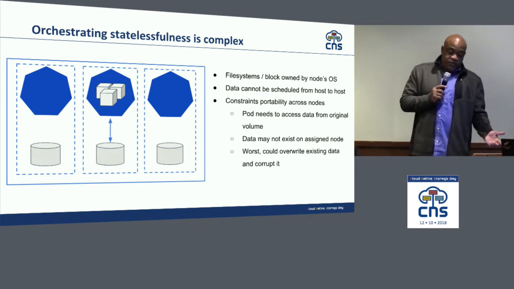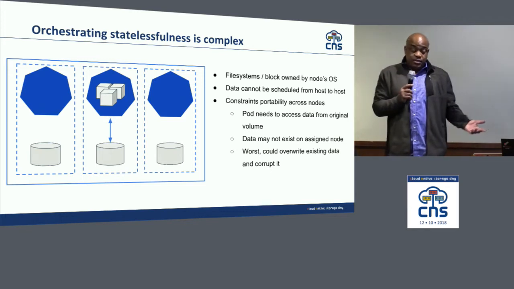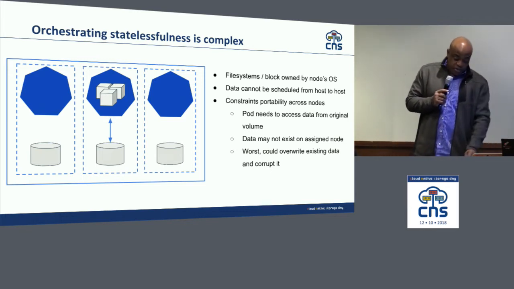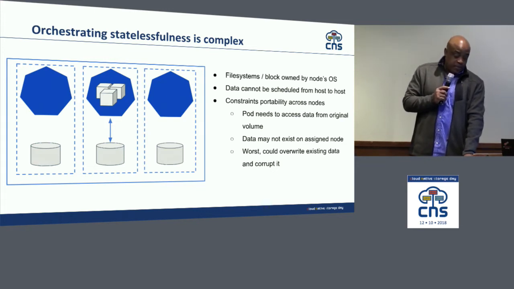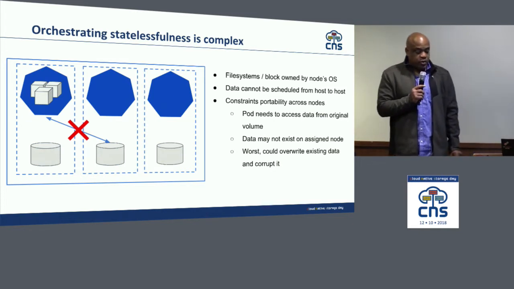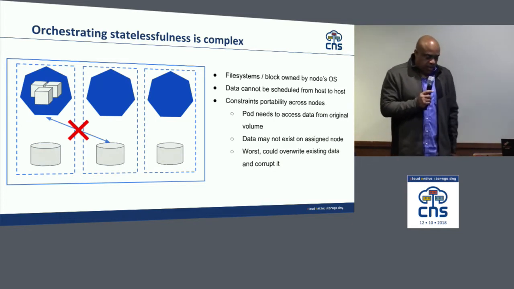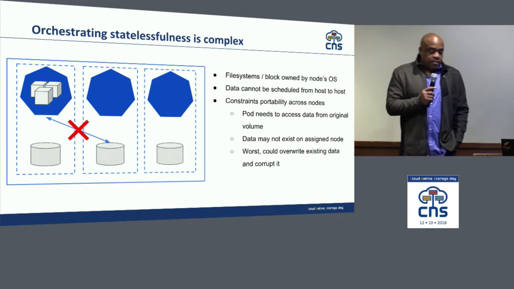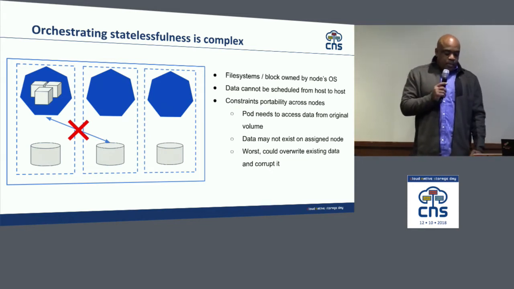For one, your file system is owned by the OS, so you can't just pick up and go from one node to another. If the scheduler happened to reschedule your application from one node to another, things might go south real quick. So you have more constraints for portability. Pods need to access data from the original volume.